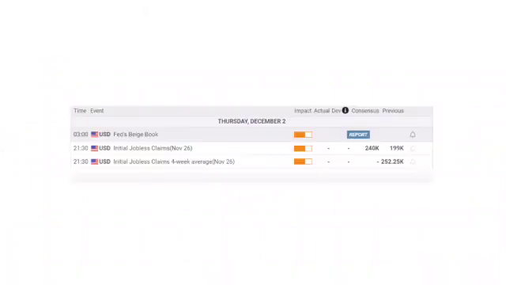So once again, for the European session, we have to focus on the unemployment rate for the month of October. And for the US session, we have the weekly initial jobless claims later at 9:30 p.m.